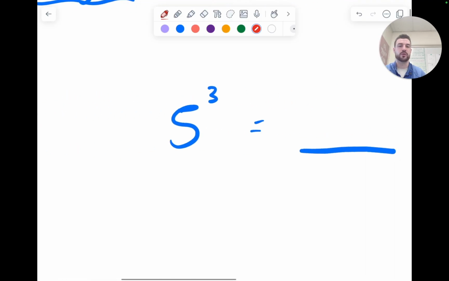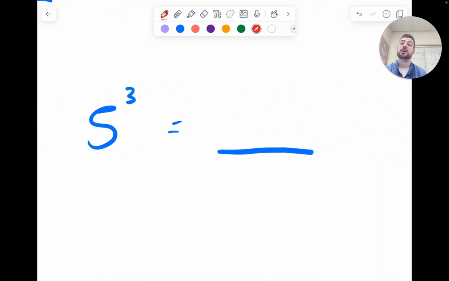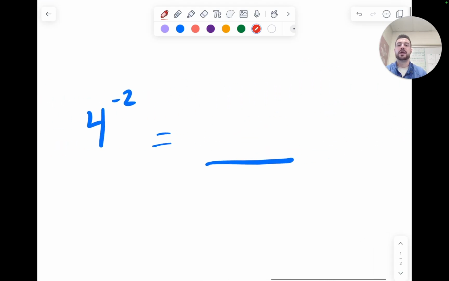We've done it before. We've talked about exponentials. We now have 5 to the third power. That's saying 5 times 5 times 5, which is 125. And then we have 4 to the negative second.